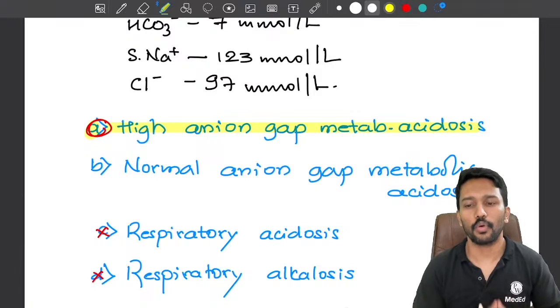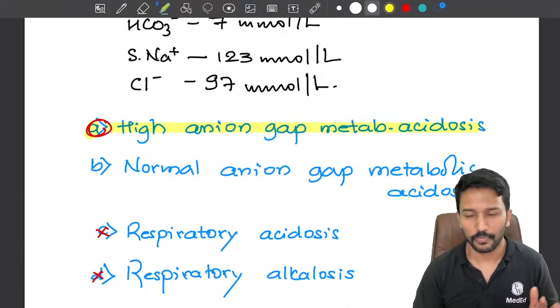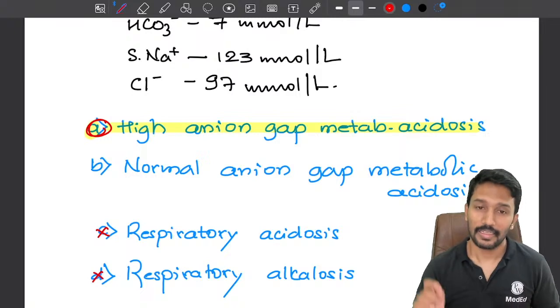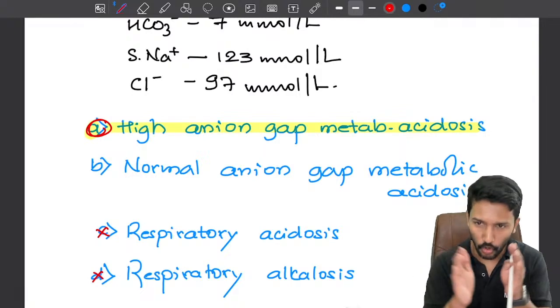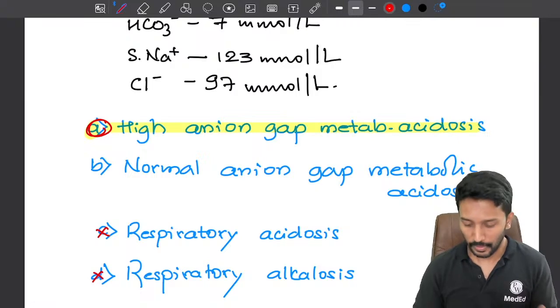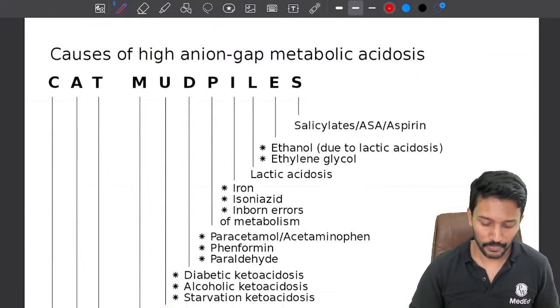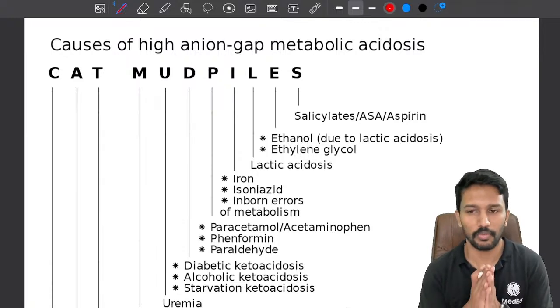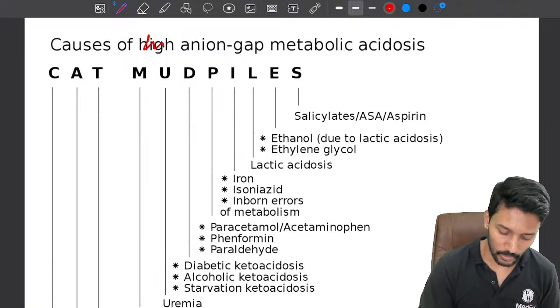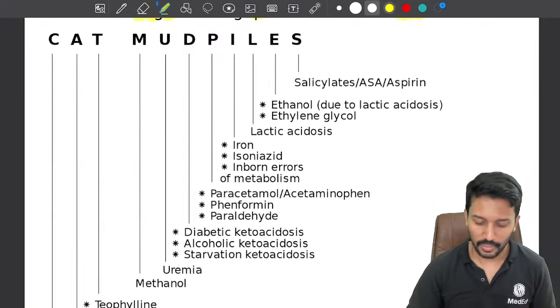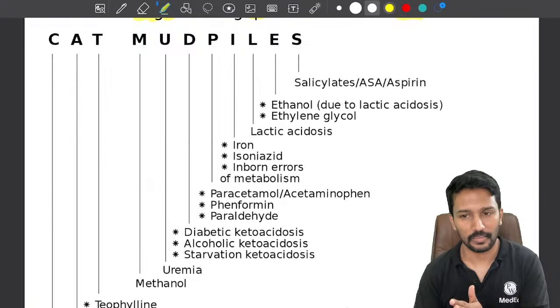Now, why is it important for us to understand the anion gap? Because if I encounter an ABG, and I recognize that there is metabolic acidosis, the anion gap will help me shortlist the differential diagnosis. What could be the cause for metabolic acidosis? In the exam, mostly they will ask you the causes for high anion gap metabolic acidosis, and there is a simple mnemonic available in Wikipedia that can help you remember them. High anion gap metabolic acidosis, or HAGMA. What is the mnemonic? CAT MUD PILES.